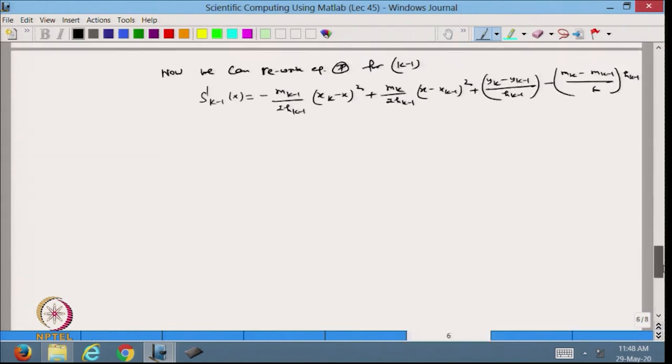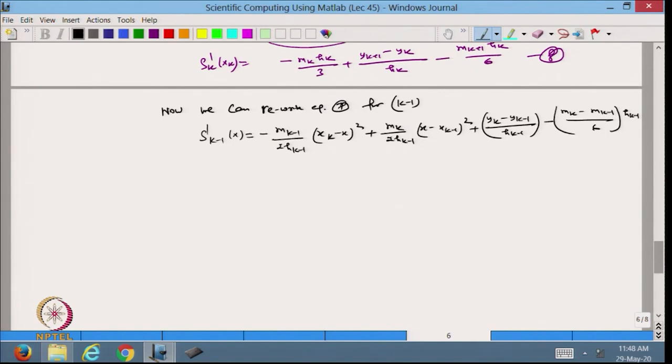So, this is what I have written for the subinterval from k minus 1 to k. Suppose this is equal to 9. Now, s dash k minus 1 at x k. Let us see what will happen in this case. If I put x k, this will be 0. So this will be h k minus 1. From here I can write this expression directly. So, I will get m k by 2 into h k minus 1 square. So, this will cancel out.